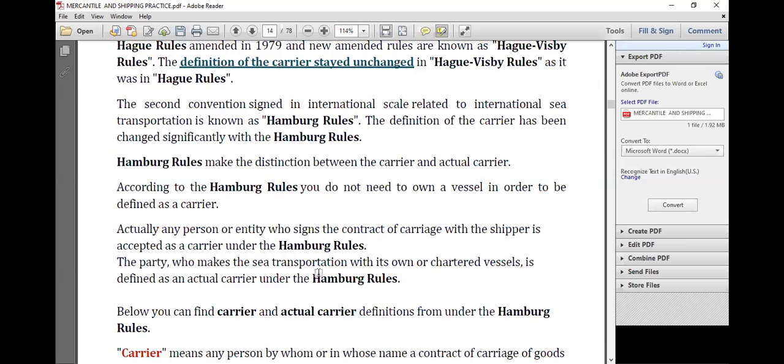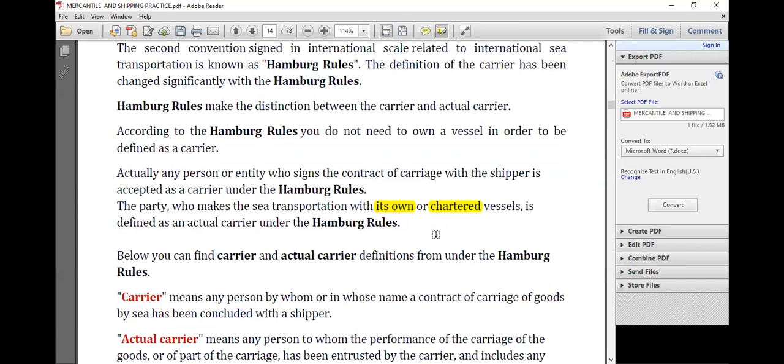So the party who makes the sea transportation with its own or chartered vessel is defined as an actual carrier under the Hamburg Rules. So the Hamburg Rules are now clarifying whom we term an actual carrier. So it says that an actual carrier is that person who makes the transportation with its own vessel, if I own my vessel, or a chartered vessel; that is defined as an actual carrier under the Hamburg Rules. Okay, hope I'm clear.